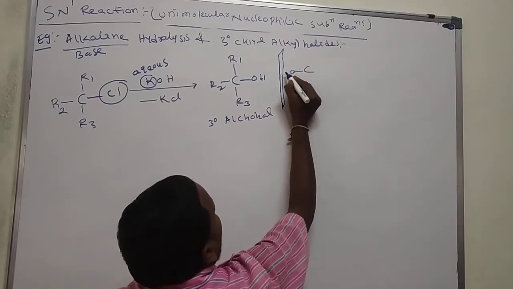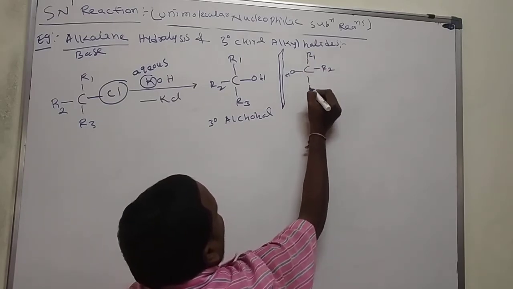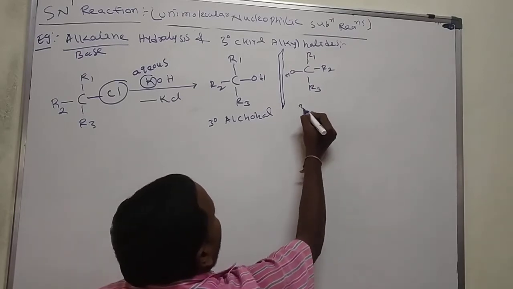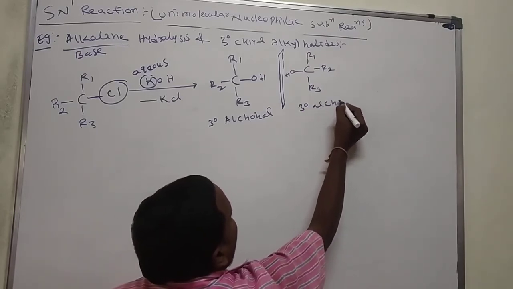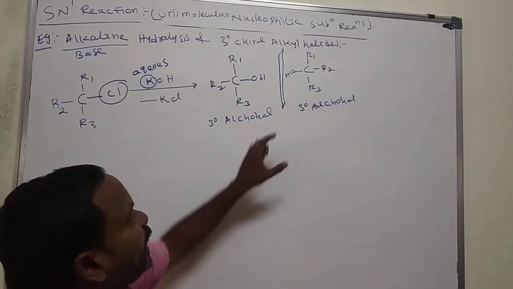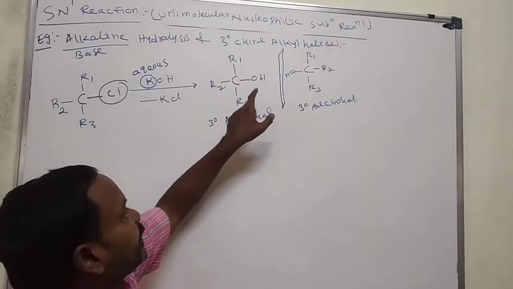Here we see OH, R1, R2, R3. This is also a tertiary alcohol. What is this? Both are mirror images.